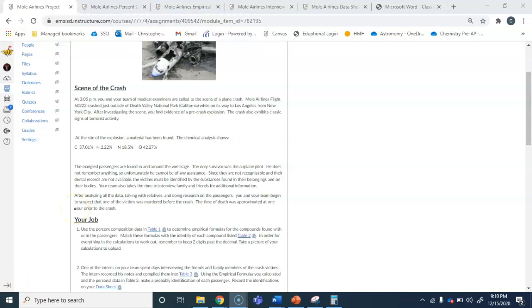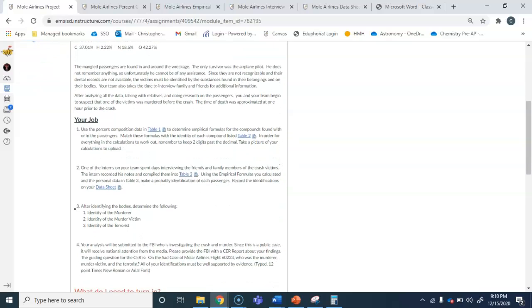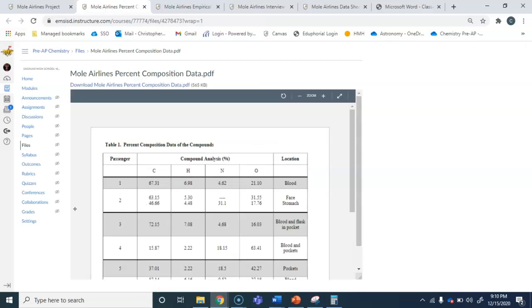Now down here in the description of your job, what this is showing you here is there's 4 different data things that we're going to be looking at today. Table 1, Table 2, Table 3, and then your data sheet. The first one I want to show you real quick is Table 1. And this is actually going to show you the percentages of those different compounds that were found on the different victims. For instance, passenger 1 had a substance that was found in their blood with these 4 percentages. Carbon had 67.31, hydrogen 6.98, and so on. Your job is to figure out what this substance represents by doing the math for the empirical formula steps.